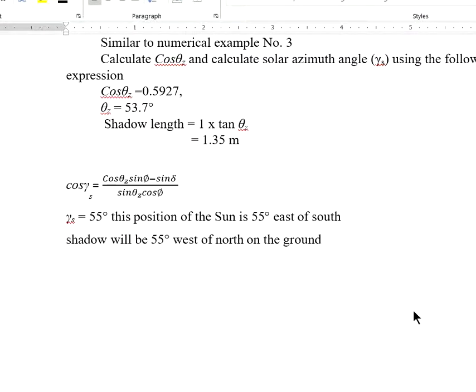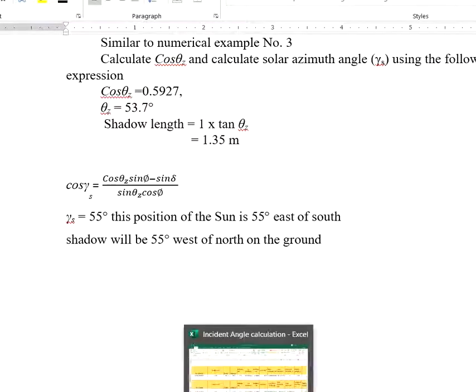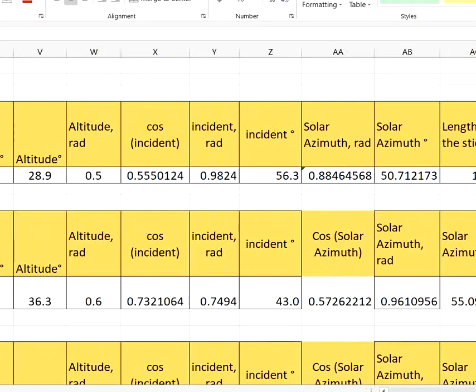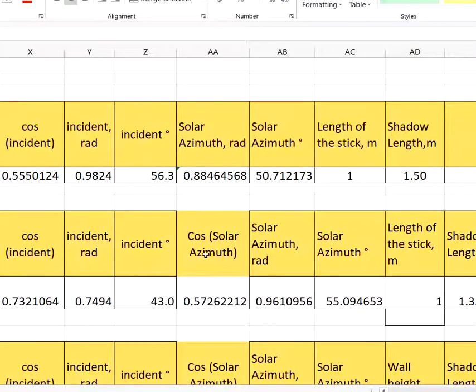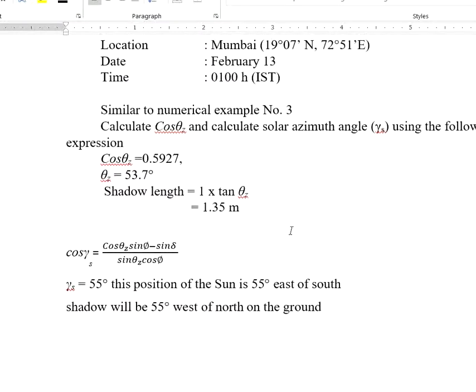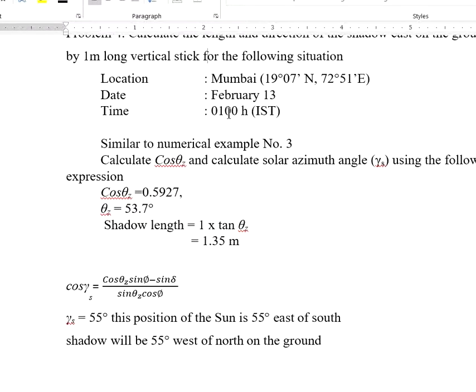Now regarding the location, this is cos gamma s. This is the formula expression for cos gamma s. We again come here to show you. So cos gamma s is calculated here as 0.57, and then the solar azimuth angle, in radians and degrees, is obtained as 55.9. So gamma s is about 55 degrees.